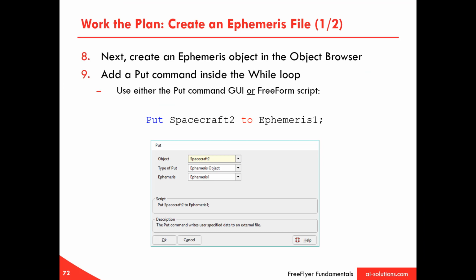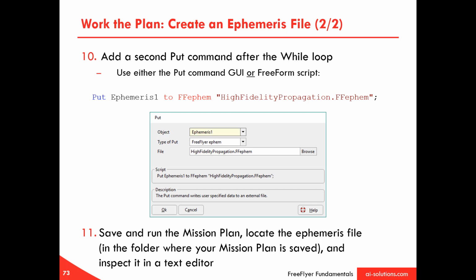Next, we're going to get some practice at creating an Ephemeris file from FreeFlyer. We're going to add an Ephemeris object into the mission plan through the object browser, and we'll add a put command inside the while loop. You can use either the put command GUI or freeform script to put spacecraft 2 to Ephemeris 1, and then we'll add a second put command after the while loop to put the Ephemeris to an FFEFEM, which is a keyword indicating what type of Ephemeris object to create.